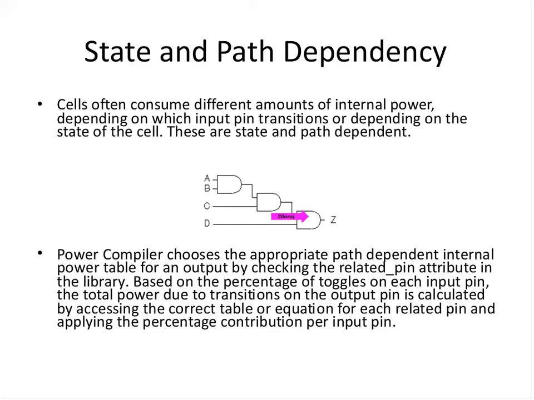So power compiler will choose the appropriate part dependent internal power table for an output by checking the related pin attribute. Timing also has a related pin attribute, and power also has a related pin attribute. So what will the timing and power tables look like for this cell? For pin Z, for related pin A, there will be a power table and a timing table. Again, for input B, there will be a power table and a timing table, which will be different than A. Again, for D, it will be different than both A and B. So power compiler does not choose the worst power number. Please note this kind of power is dependent on switching. Assume that power compiler knows how A, B, C and D are switching. So whenever D switches, it will take the power with respect to D. When A switches, it will take the power number from the table for which the related pin is A, right? And so on. So it's always state and part dependent.